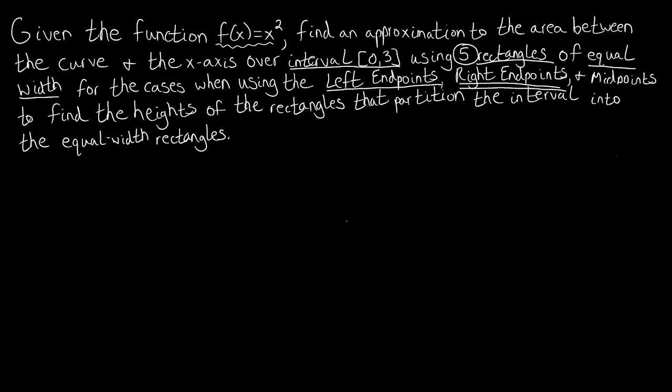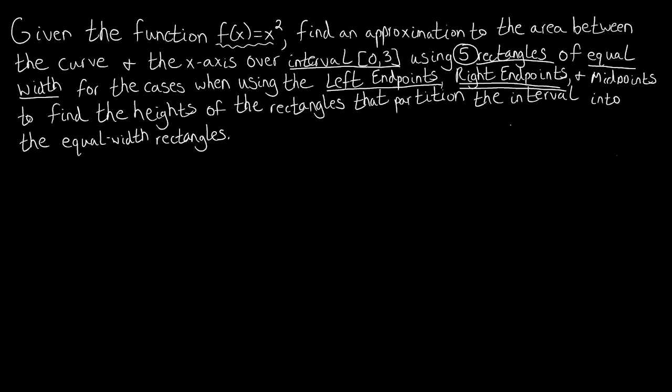So what we're looking at right now is approximating area between the curve that we're given, which is f of x equals x squared, and the x-axis over some given interval using 5 rectangles of equal width. So this concept of approximating area using these rectangles of equal width is what we're doing: we're finding the area of those 5 rectangles and adding them together.